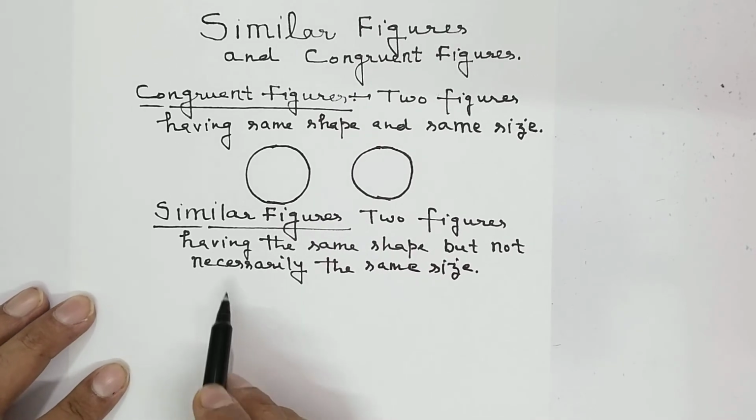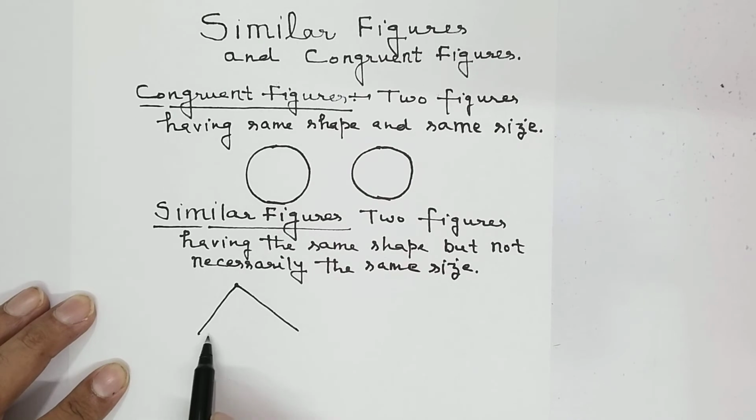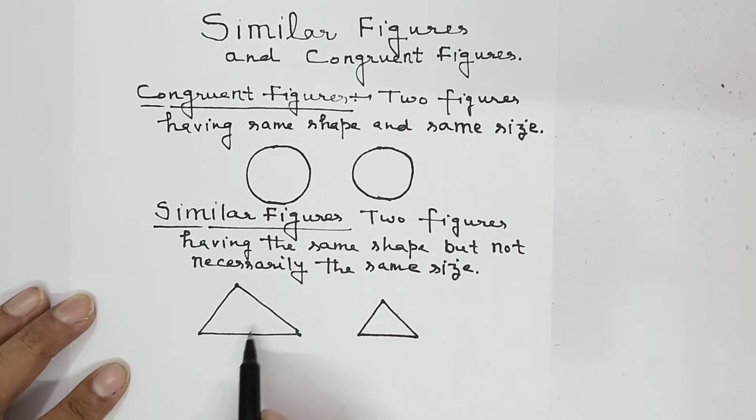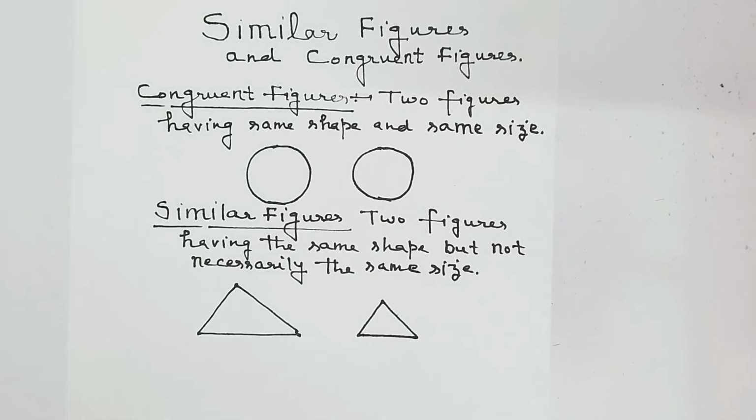Like I take a triangle, this, and there is another triangle, this. So one is a bigger triangle and one is a smaller triangle. So these two triangles are similar because they have the same shape but not the same size. So such type of figures are called similar figures.